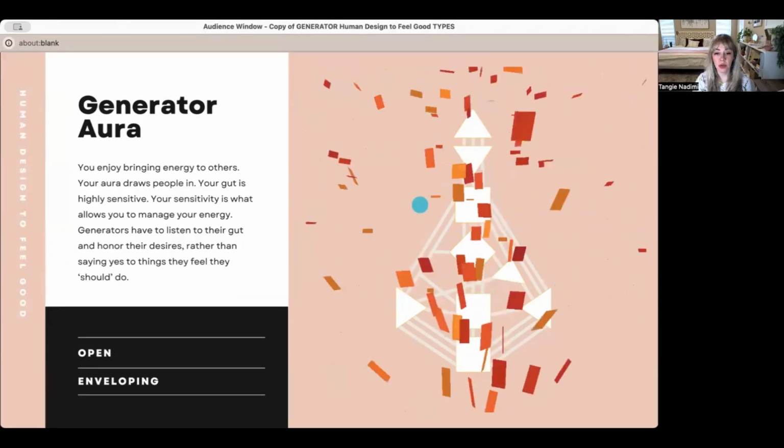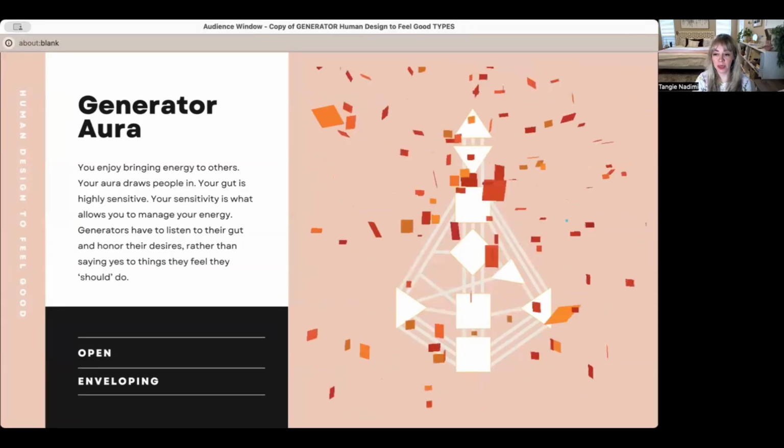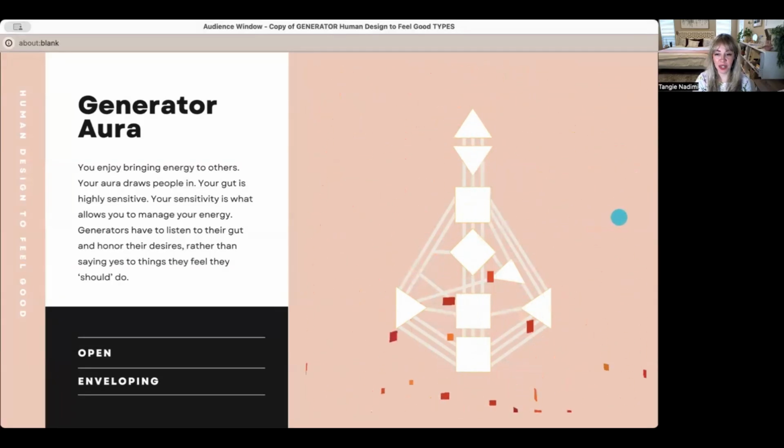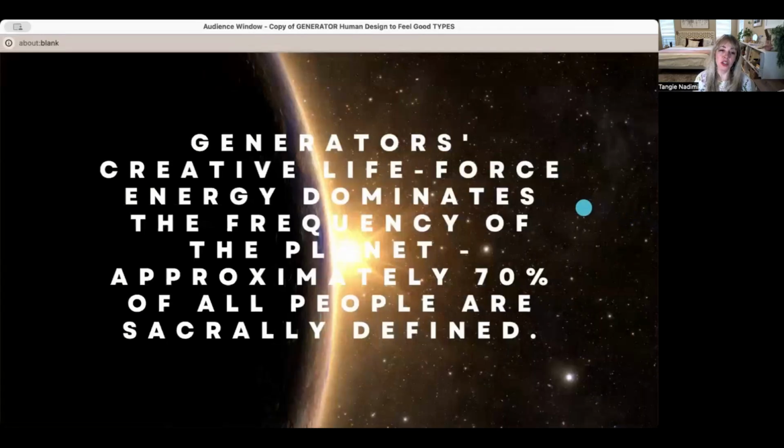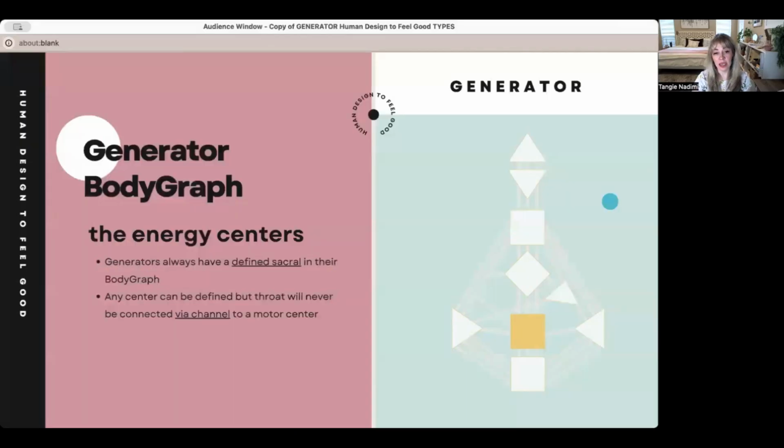Again, the shape of the aura is open and enveloping in the generator type. So generators' creative life force energy dominates the frequency of the planet. Like I said, approximately 70% of all people are sacrally defined. And generators and manifesting generators will always have that center colored in.